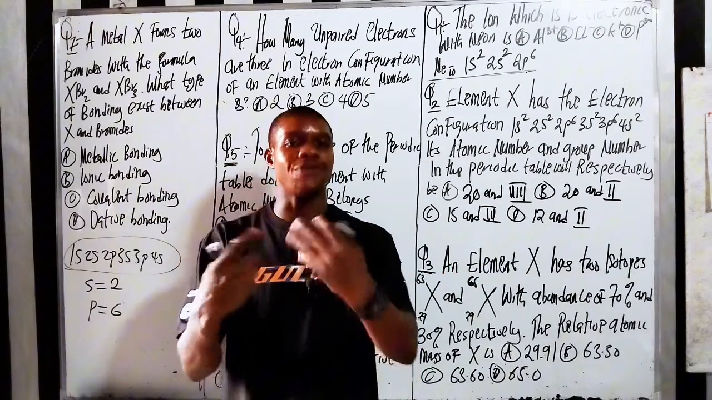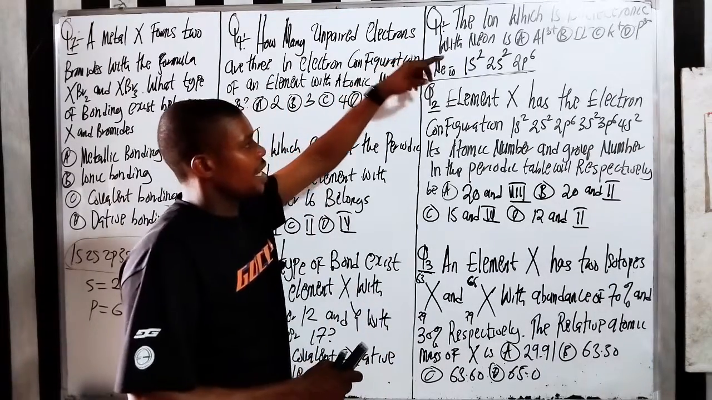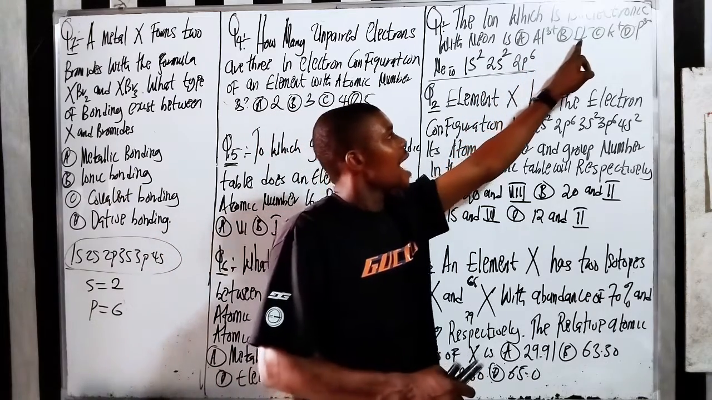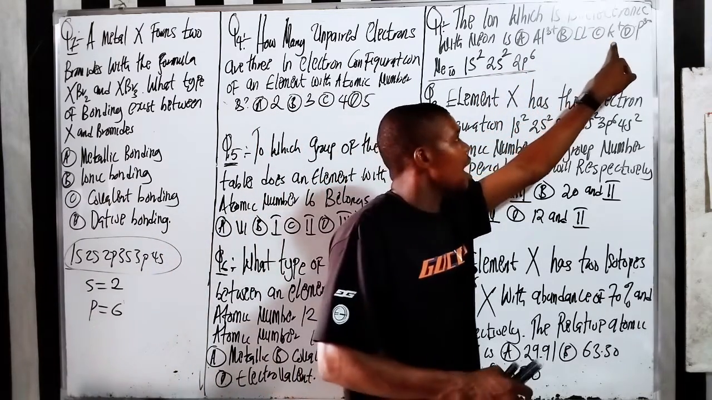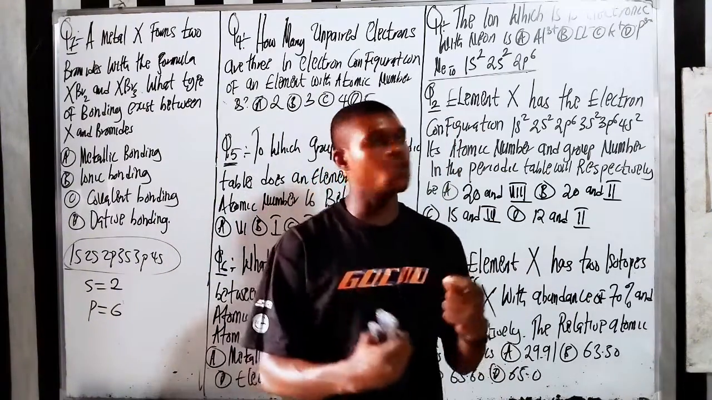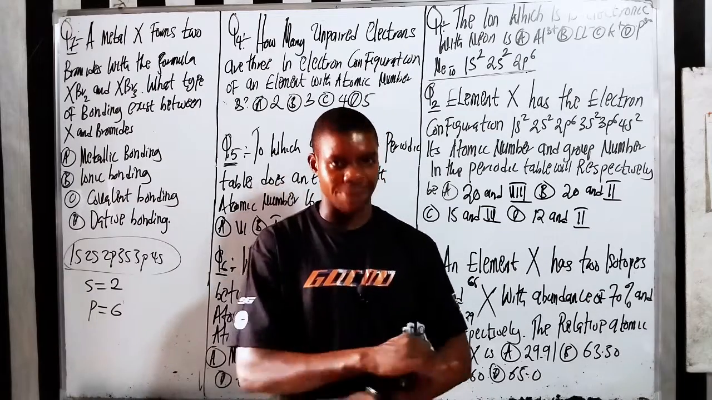Another thing to understand about isoelectronic species is that they have the same number of electrons. So in order not to waste your time, ask yourself how many electrons do I have here, here, here, and here? Once you see the one that has equal electrons with neon, that is the isoelectronic species.